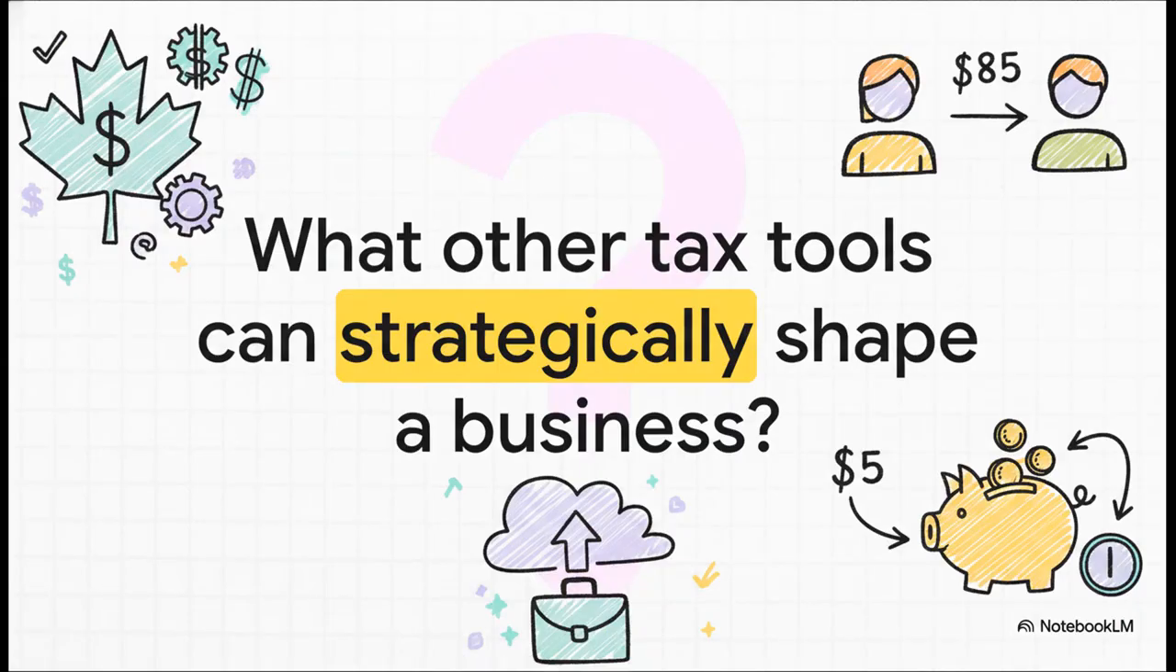This case really shows us that tax rules are so much more than just filling out forms. They're powerful, strategic levers. I mean, the Section 85 rollover gives you, the taxpayer, an incredible amount of control over when you pay your tax. And that just opens up a bigger question, doesn't it? If this one tool can do all this, what other planning opportunities are sitting out there, just waiting to be used to shape the entire financial future of a business?